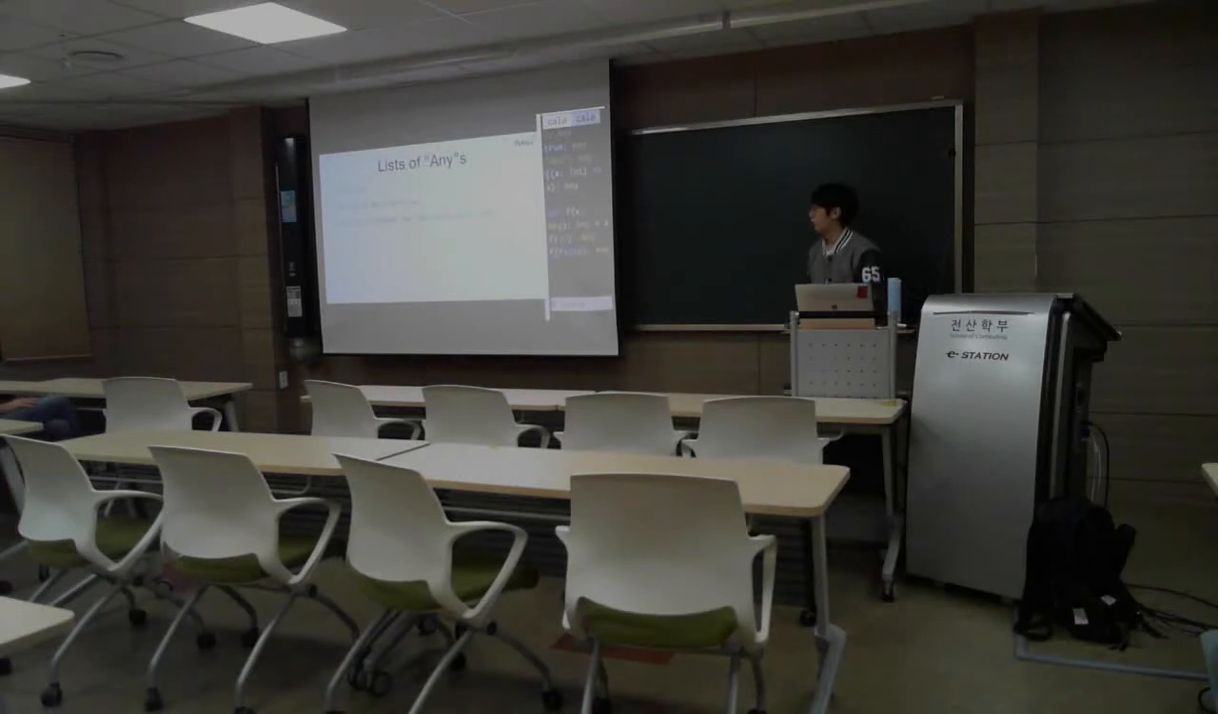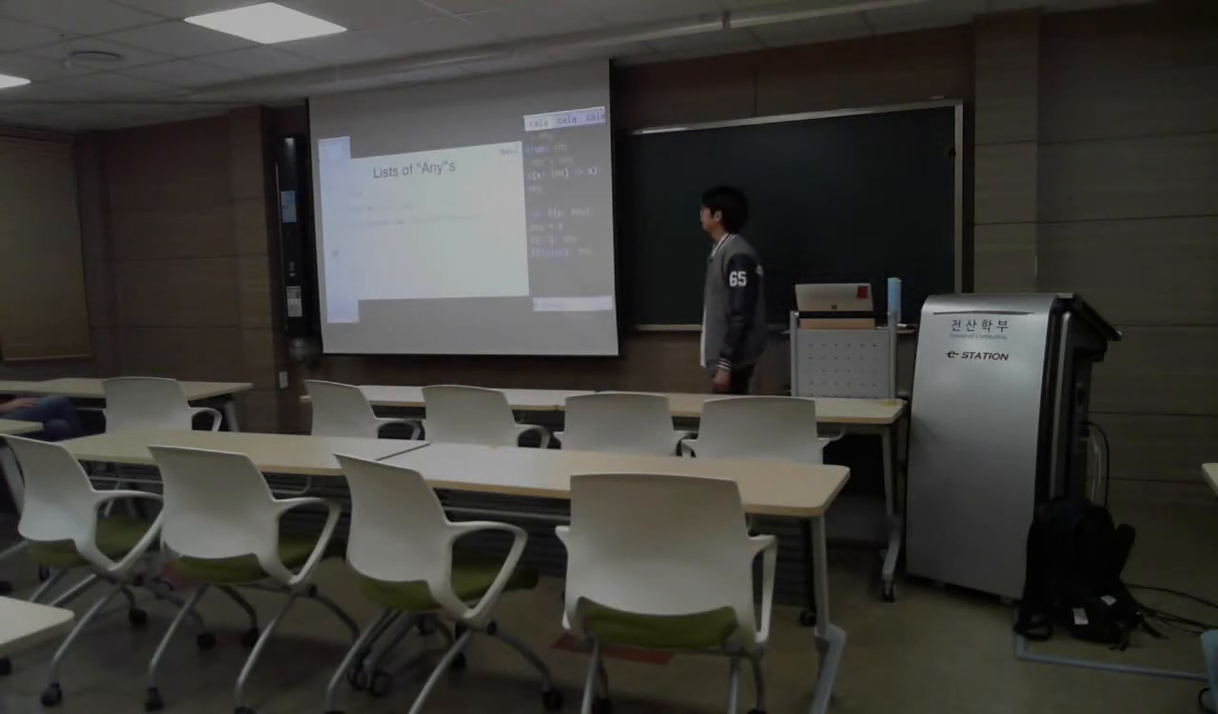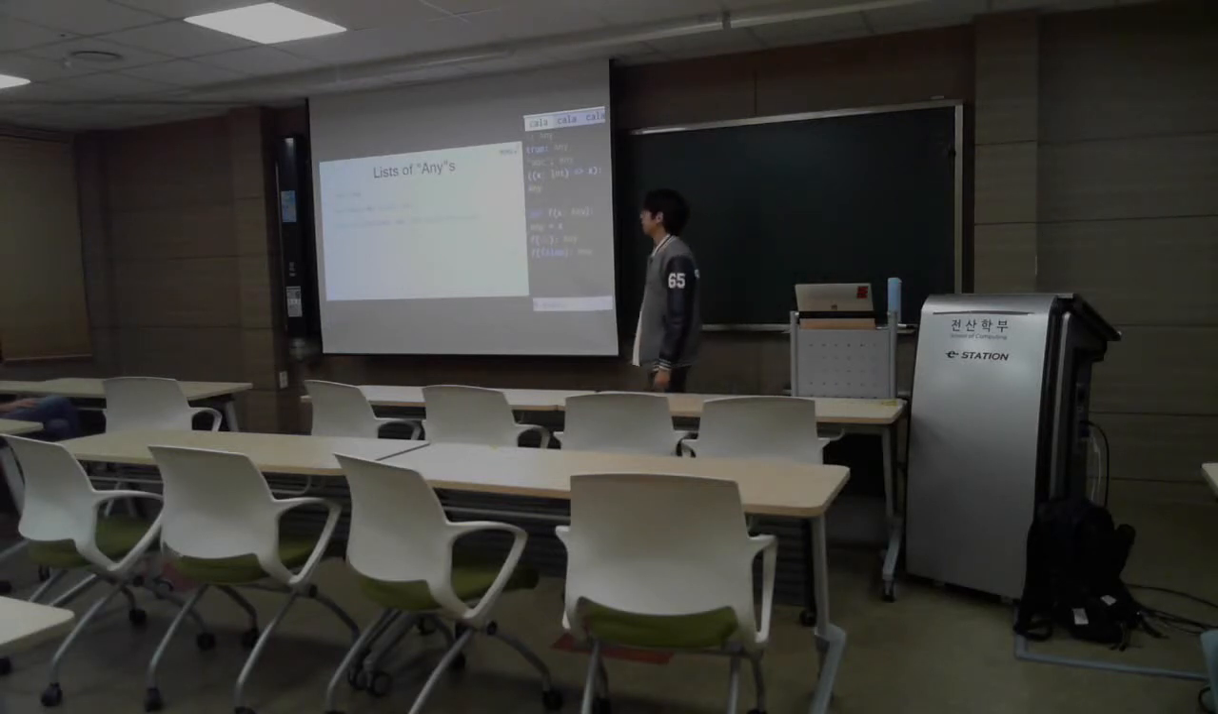So when we use type any to define our list, then this list will take every possible value. So we define our list, but now the type of element is any. Then our list can store any kind of values. So this is a list of integers, and this is a list of strings. However, maybe we can put any value.